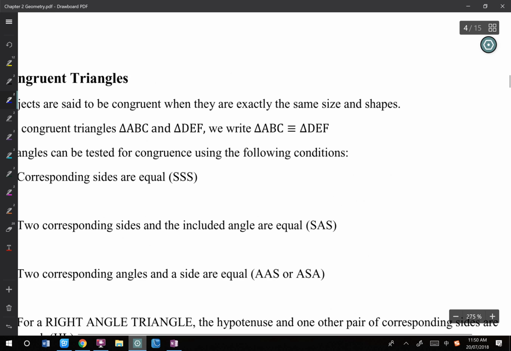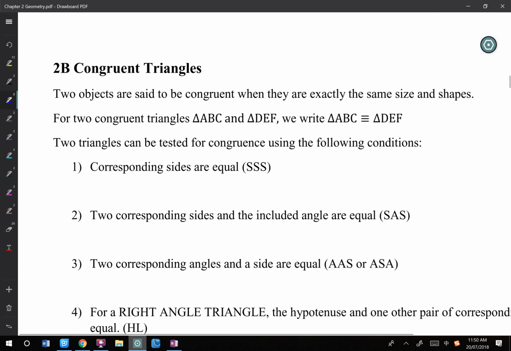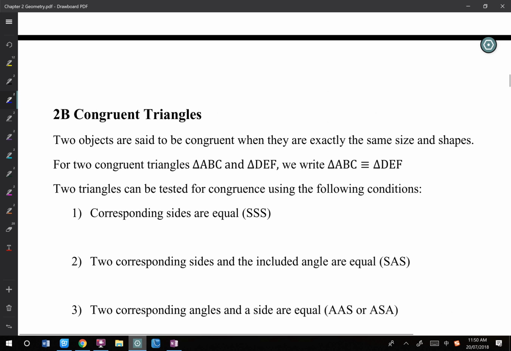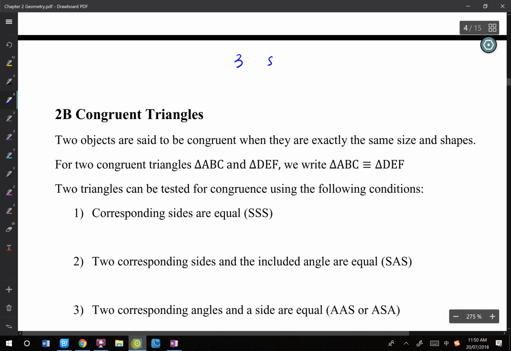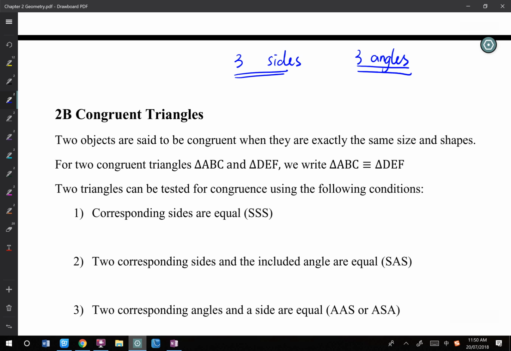Alright. Now I have to do a little bit revise on congruent triangles. So what are congruent triangles? Congruent triangles are triangles that look identical. They are exactly the same. They have exactly the same sides and exactly the same angles. So in each triangle, you have 3 sides and 3 angles. So there are 6 things in total.